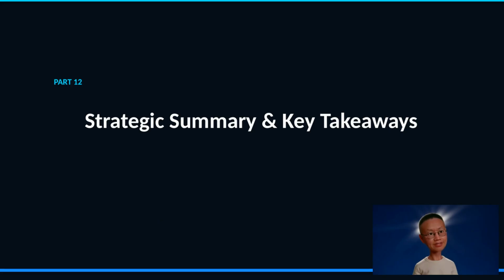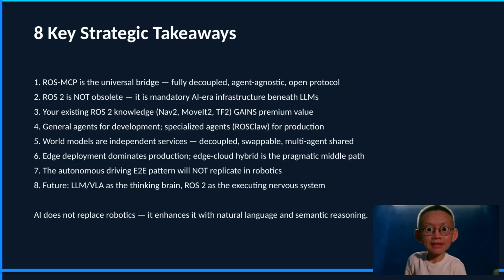Part 12, Strategic Summary and Key Takeaways. Eight key takeaways: ROS MCP is the universal bridge, ROS 2 is the AI era foundation, your existing ROS 2 knowledge is gaining premium value, and AI is enhancing rather than replacing robotics.